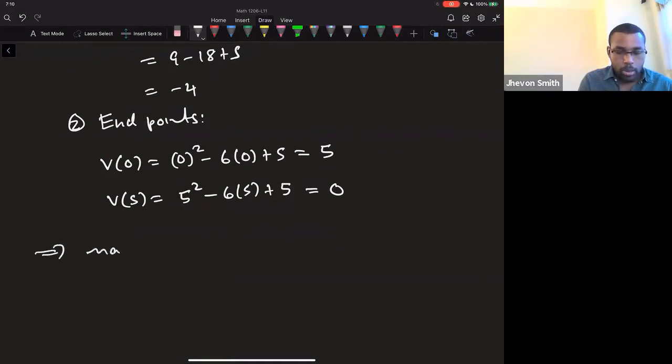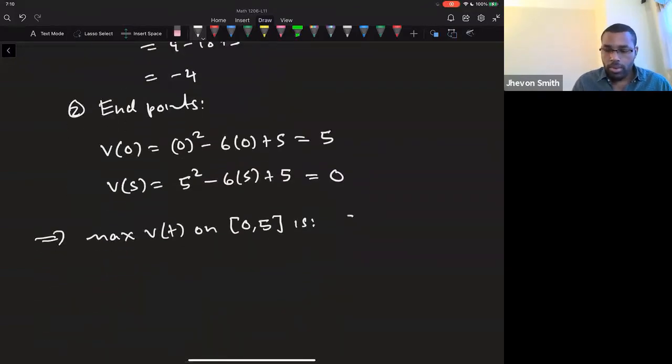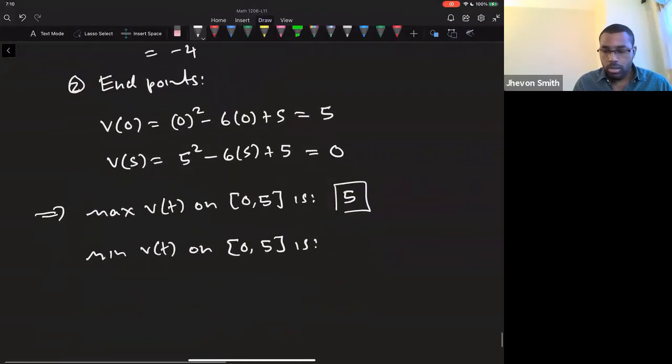So max v on 0 to 5 is 5. And min v on 0 to 5 is minus 4.